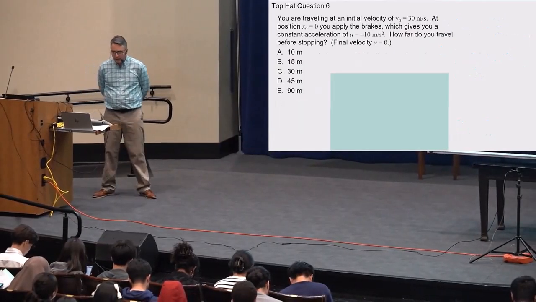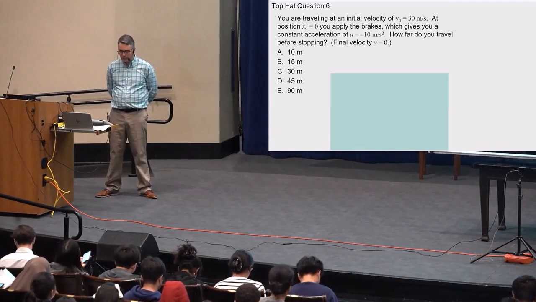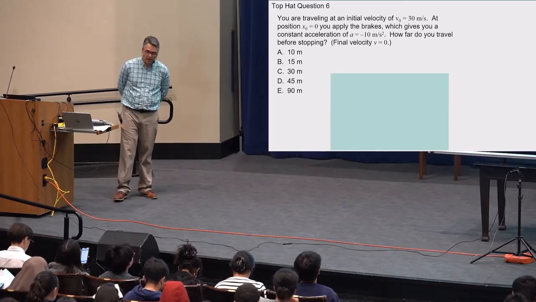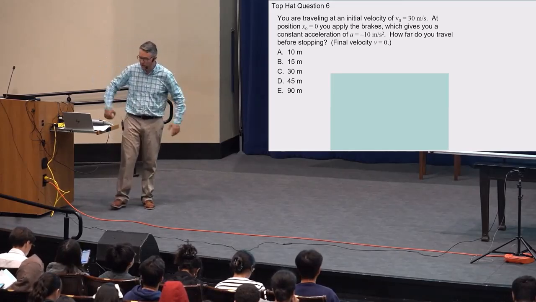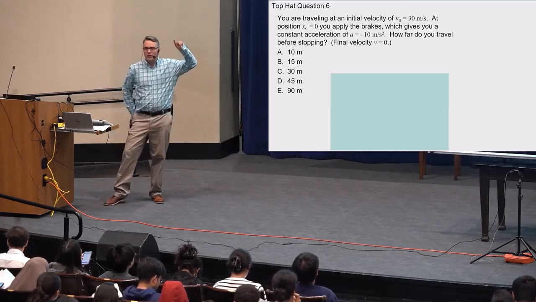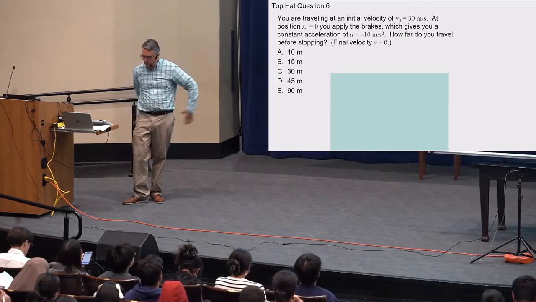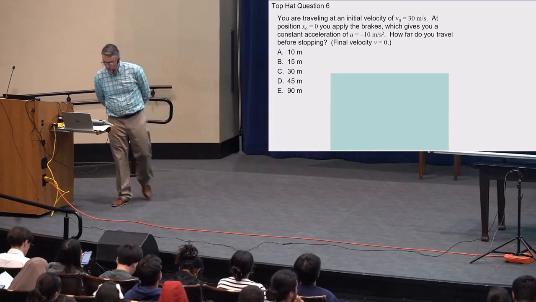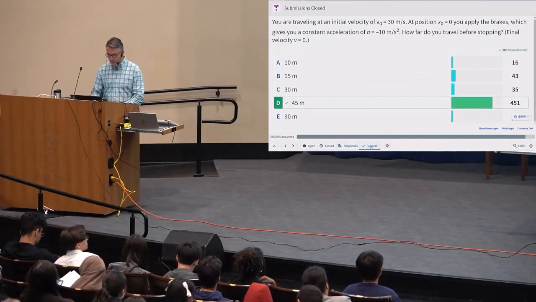You are traveling at an initial velocity of 30 meters per second, and then you slam on the brakes, which gives you a constant acceleration, or I guess it's a deceleration. The acceleration is negative 10 meters per second squared. So your velocity starts off positive, plus 30, and then you're accelerating at negative 10 meters per second squared. How far do you travel before stopping? 45 meters, which I really like.